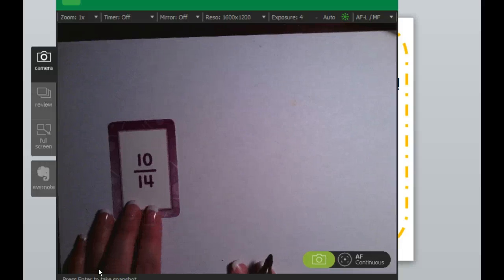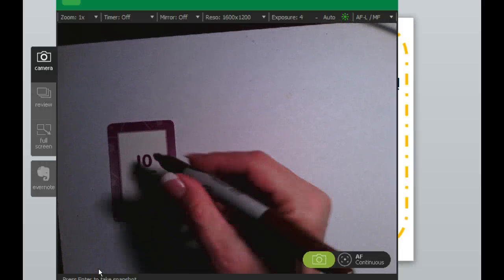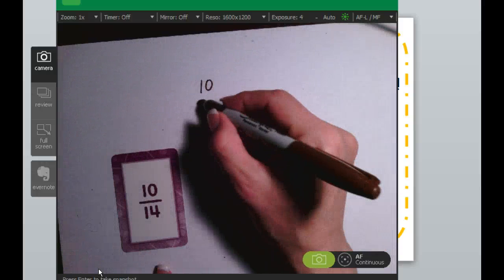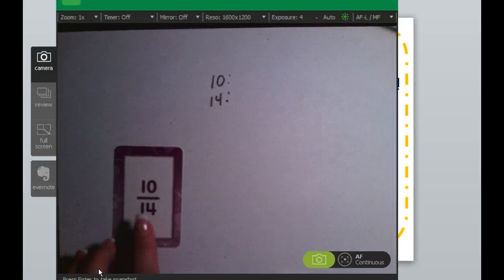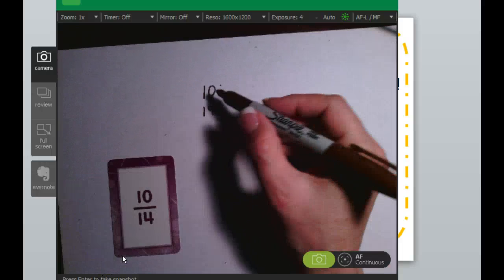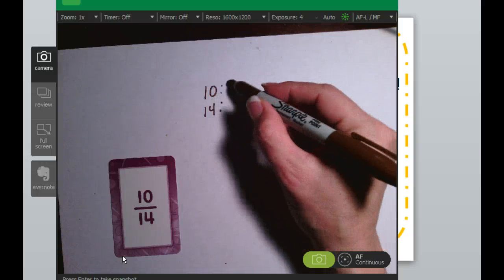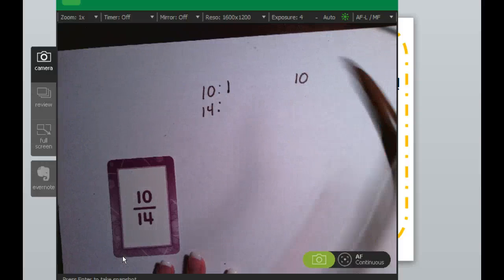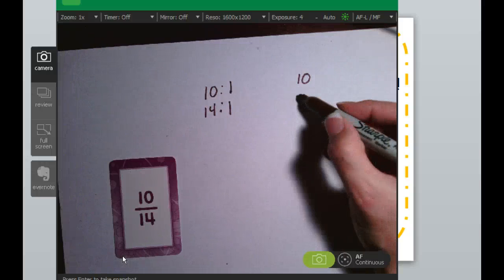So the first thing we're going to do is find the common factors. And we need to think about the number 10, and we need to think about the number 14. And we need to think about the multiplication facts and how you create a 10 and how you could create a 14. So if I think about 10, I always know that when you multiply, you can always multiply 1 by the number itself. 1 and the number itself are always factors. So that's the same with 14.